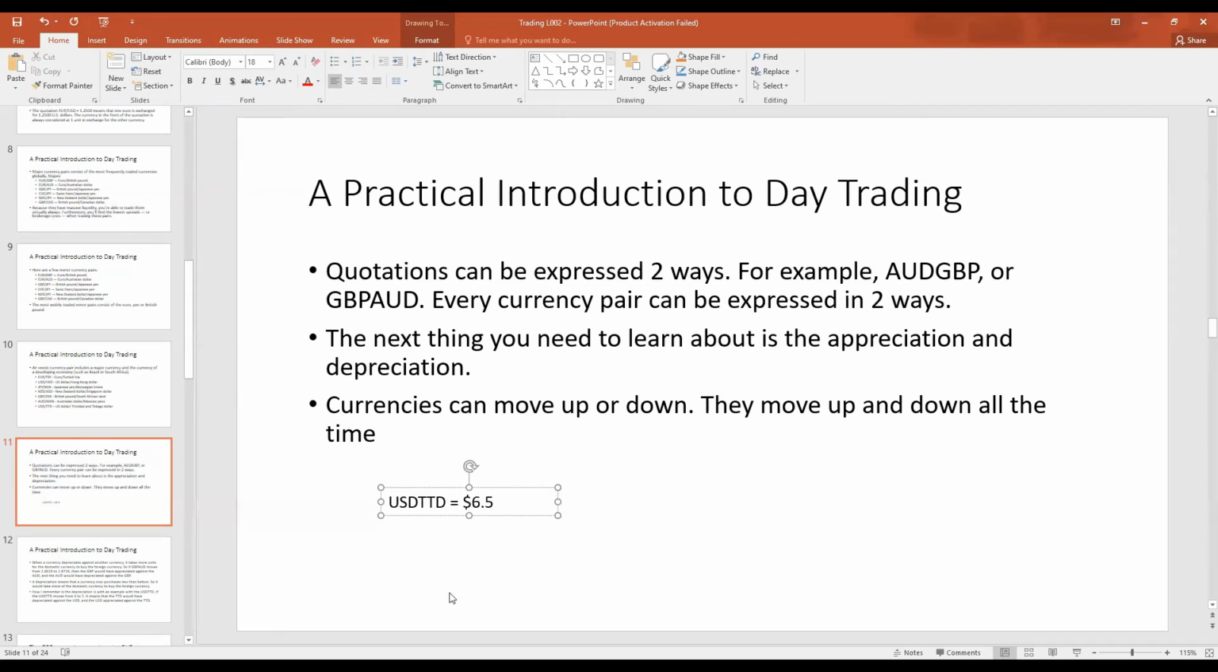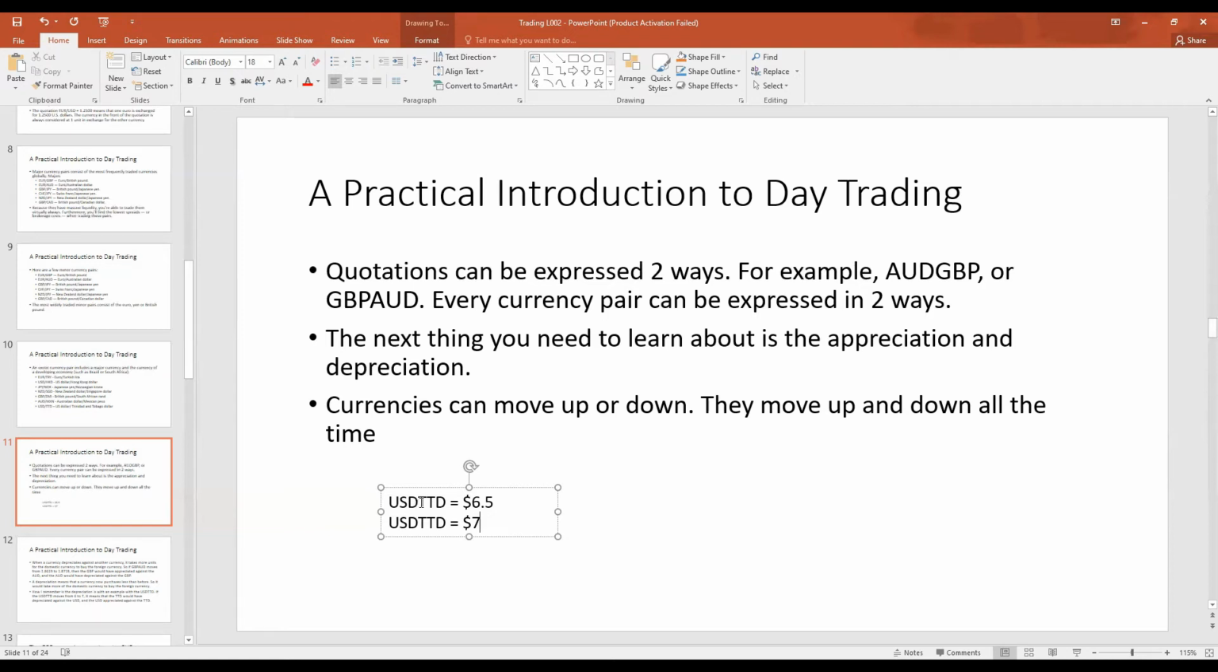How do we show an appreciation? If we want to show an appreciation of the US dollar, it can move like this. So if the USD TTD moves from 6.5 to 7, it means that the US dollar would have appreciated relative to the Trinidad dollar, meaning that the US dollar has now become stronger relative to the Trinidad and Tobago dollar. But every time one country's currency appreciates, the other country's currency also depreciates.